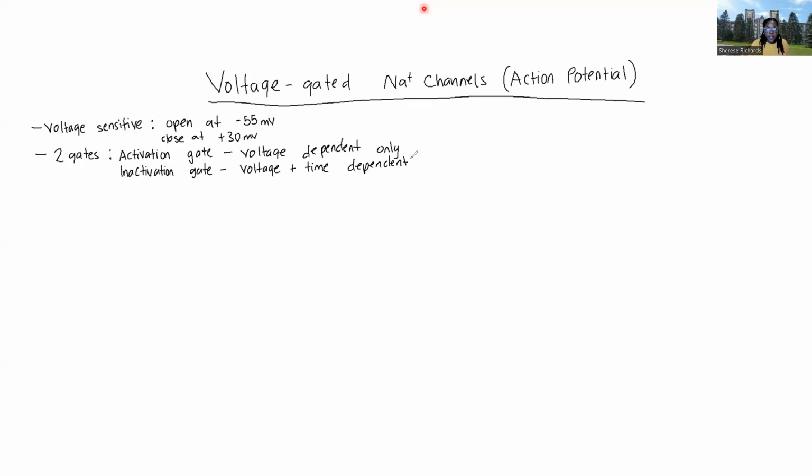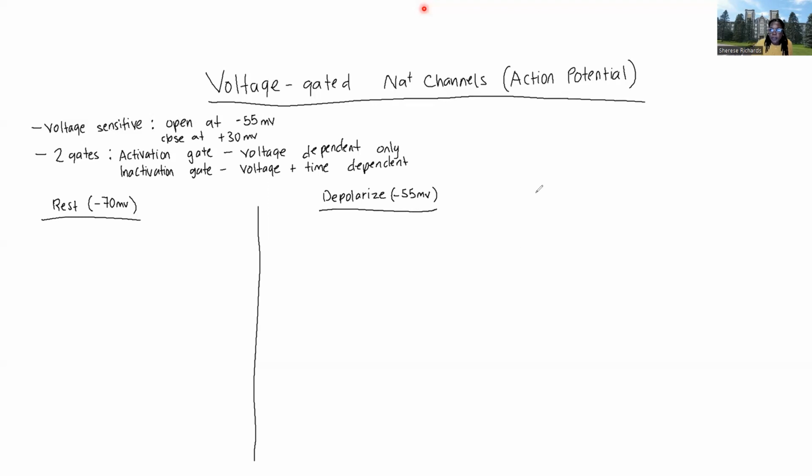Okay, so let's look at three scenarios. One is at rest. We know rest to be negative 70 millivolts in terms of the membrane potential. Let's look at depolarization, which is the initial phase of the action potential. We know that that starts at least at negative 55. That's the threshold value to start depolarization.